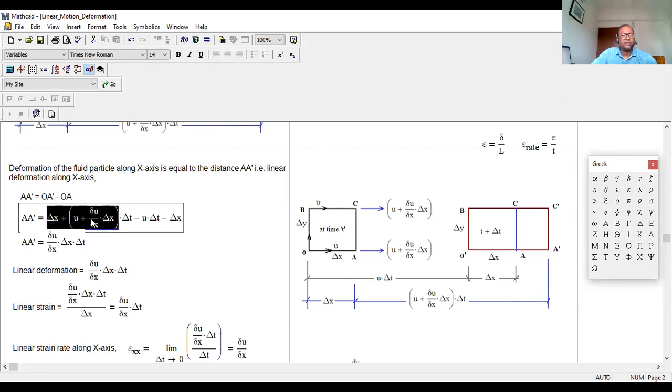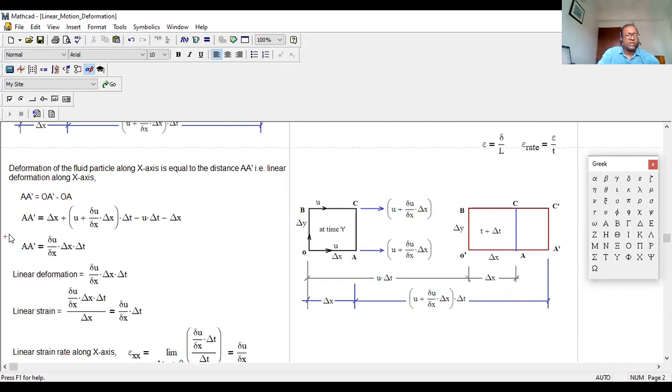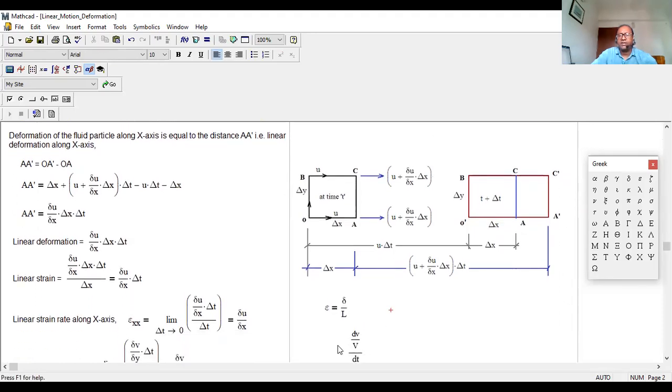So this distance times t, minus, we subtract this one and this one: u t minus delta x. So if you simplify the equation, delta x will cancel out and the u delta t will cancel out. So this much length is the increase. That is called linear deformation. That means if you look at solid mechanics, you get epsilon equal to delta by L.